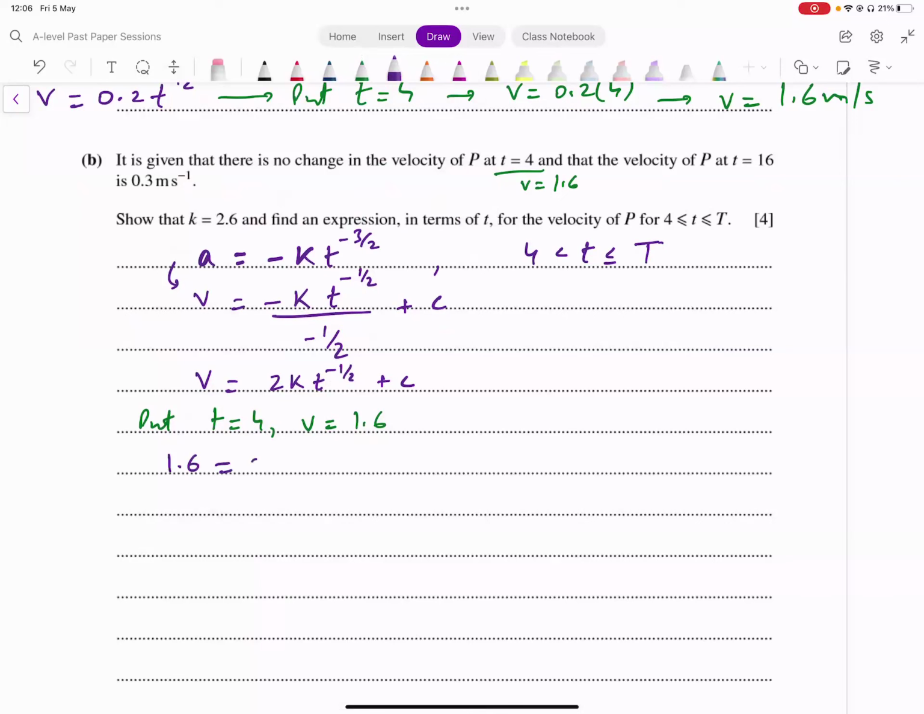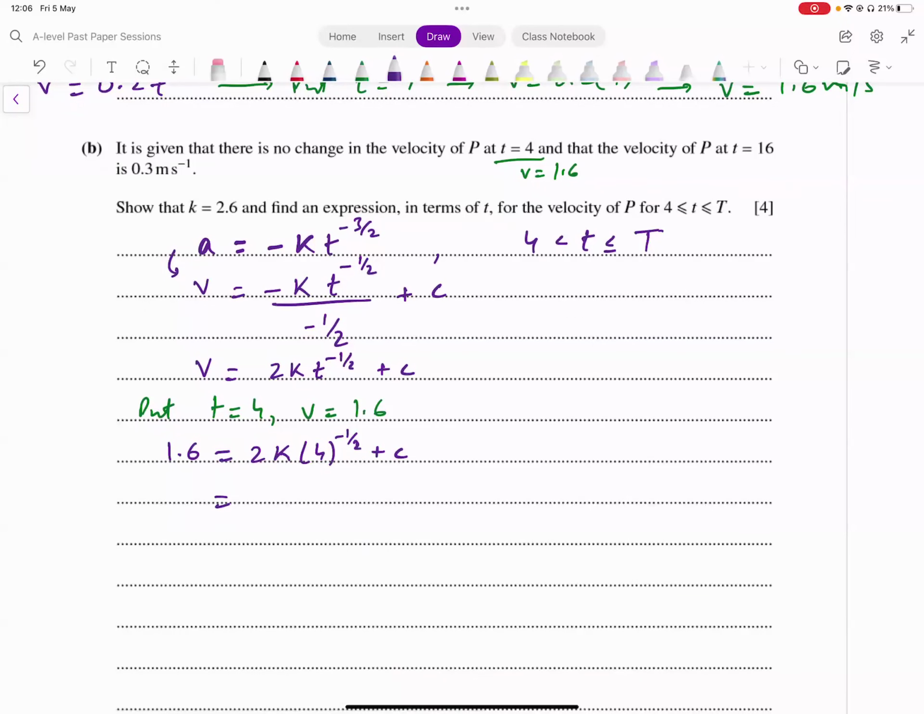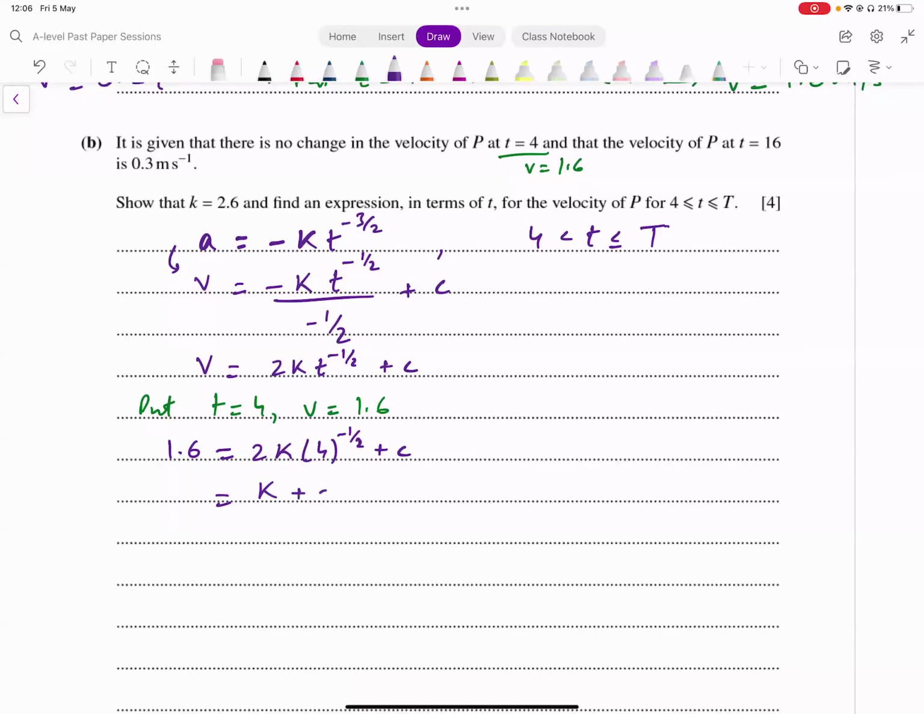1.6 equals 2k into 4 raised to power minus 1 over 2 plus c. Now 4 raised to minus 1 over 2 ये डिनोमिनेटर में जाएगा, ये 2 बन जाएगा और ये 2 कैंसिल हो जाएंगे, आपके पास बचेगा k plus c equals 1.6. This is one equation that we're getting. Then what you do is you input the other point.